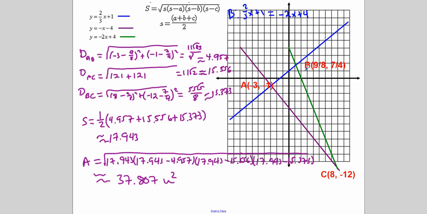For point B right here, I went ahead and did 2/3 x plus 1 is equal to -2x plus 4. When I multiply everything by 3, I get 2x plus 3 is equal to -6x plus 12. Get that 6x to the other side. I'm going to have 8x is equal to 9. And of course, x is equal to 9/8. I do f of 9/8 into any one of my original equations here, and I will come up with 7/4.